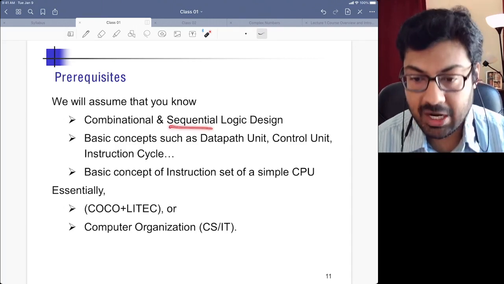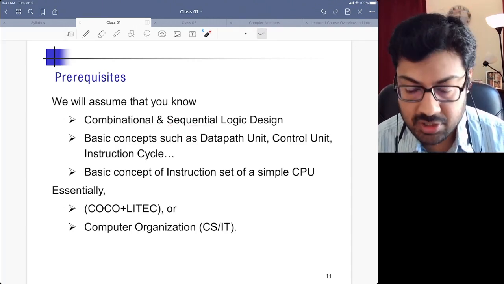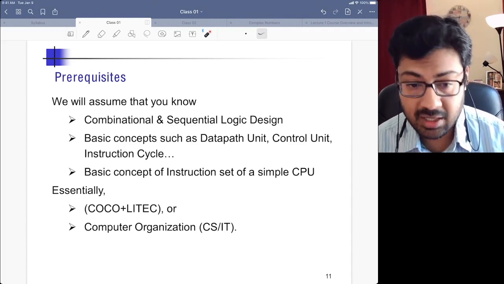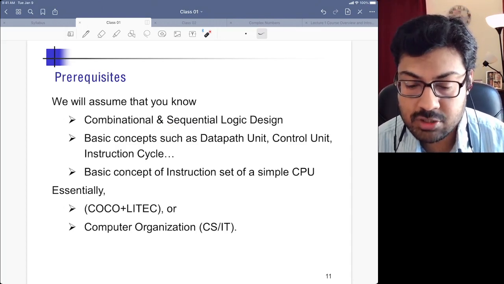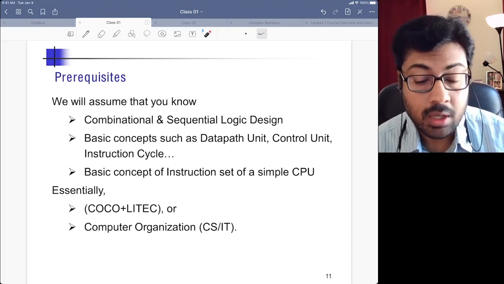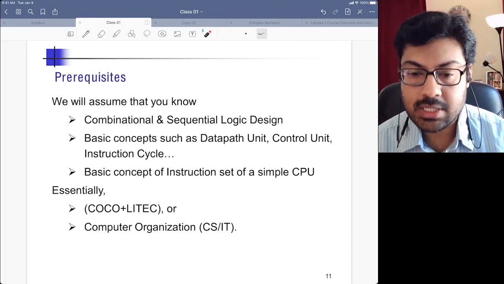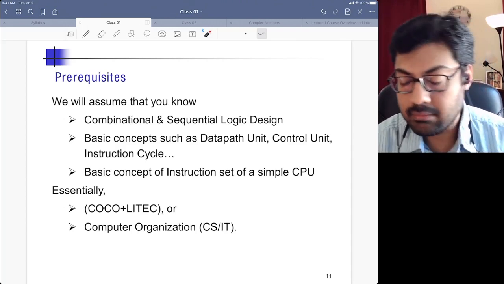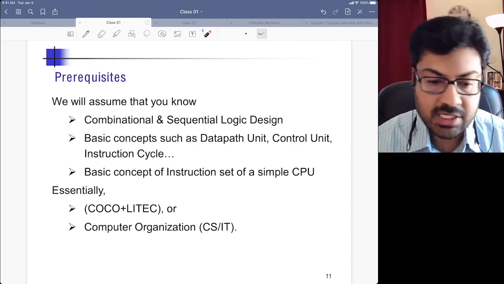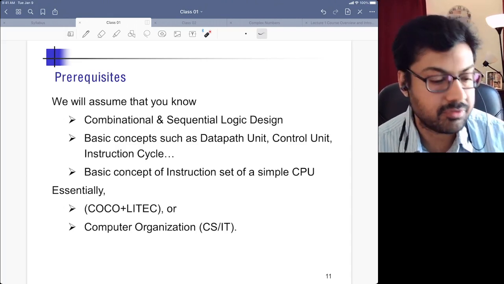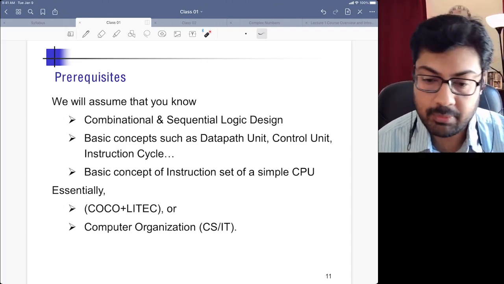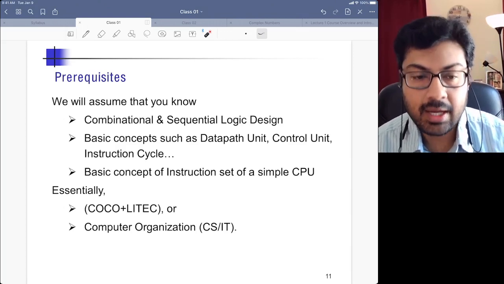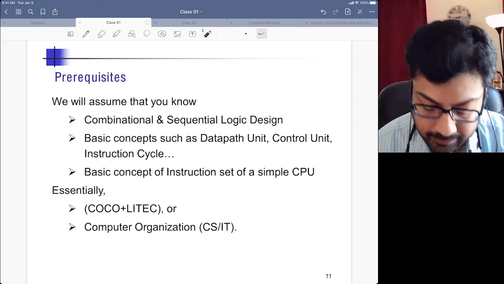Also, with the sequential part, latches, flip-flops, registers, we are going to be using a lot of registers because the data path of a computer is primarily based on registers. Our instruction set architectures are going to be based off of registers. So the conversation about how you make flip-flops using latches, how you make registers using flip-flops, how you design state machines, all of those things, I'm going to assume that you know this.